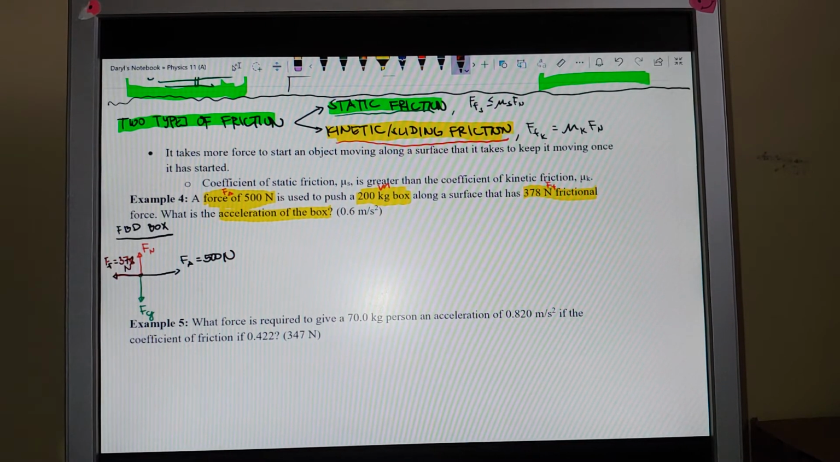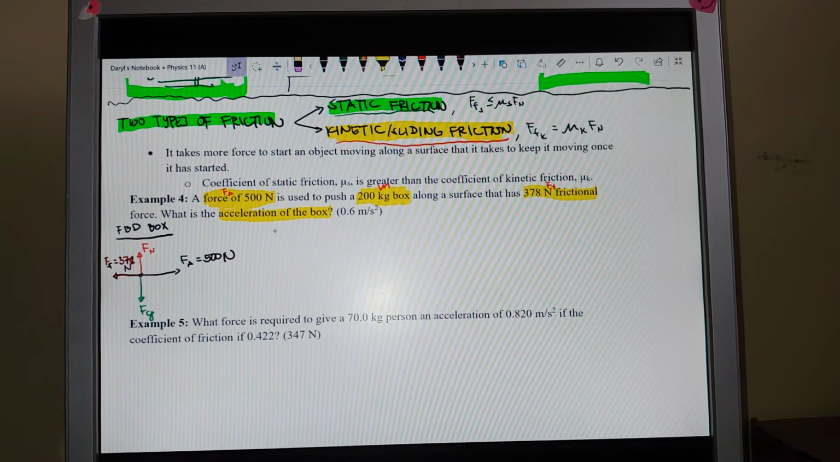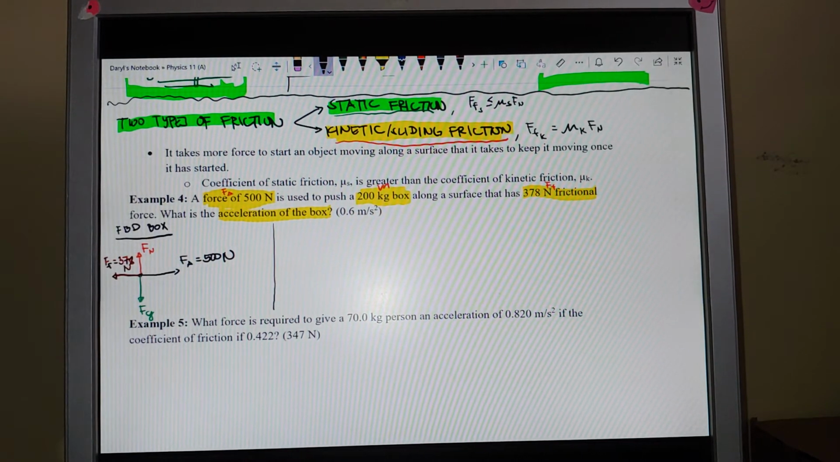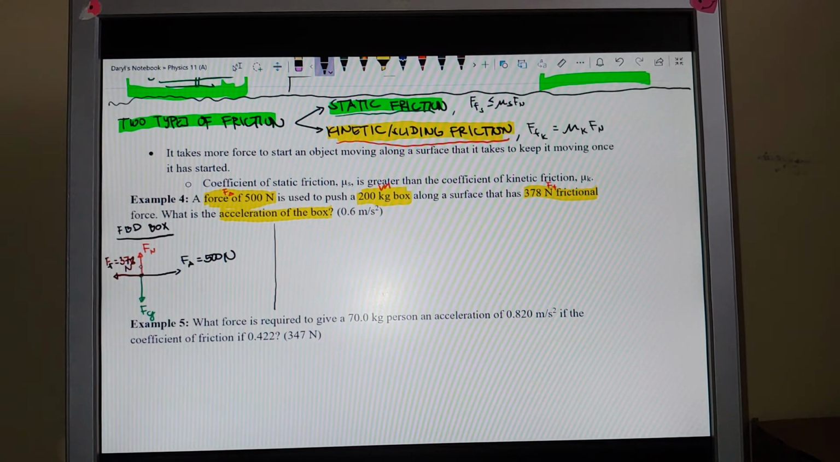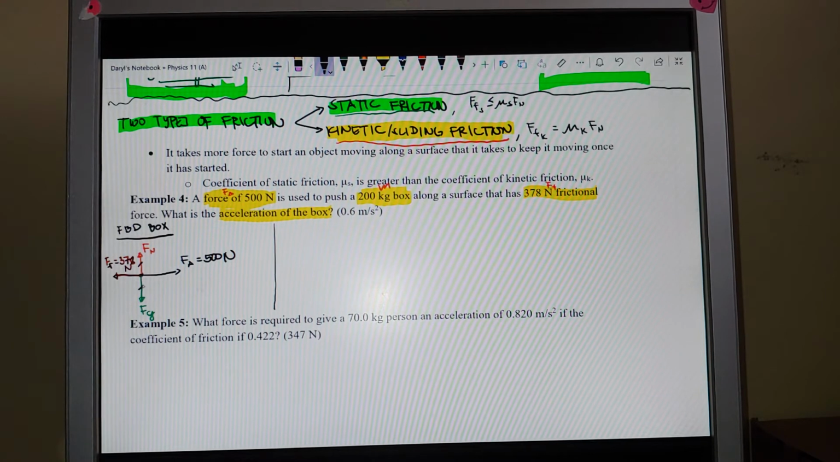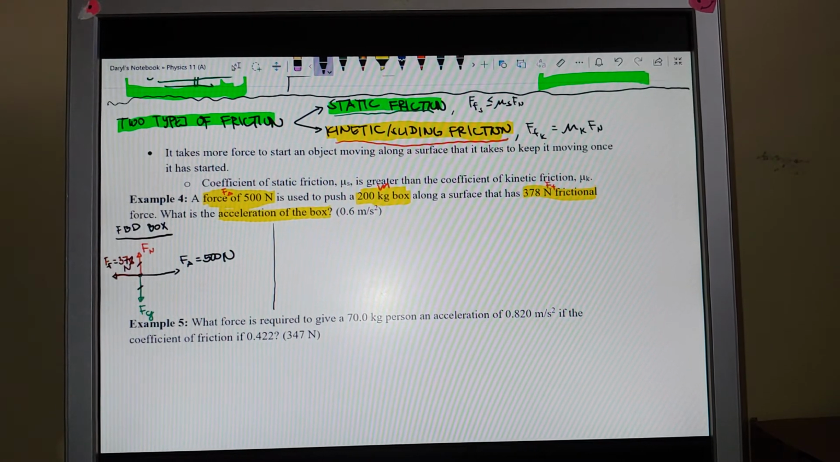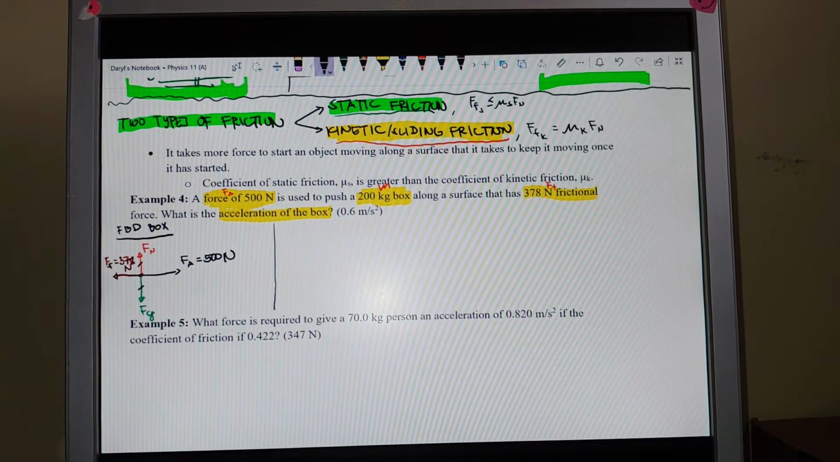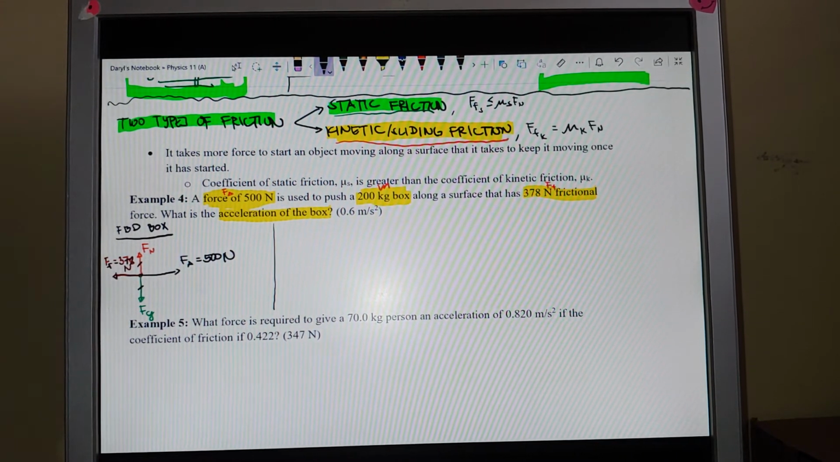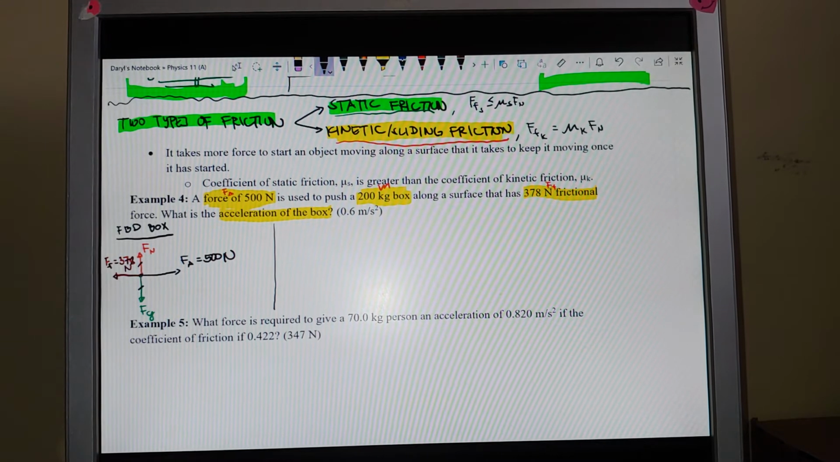So what is the acceleration of the box? Well, in this particular situation, I know that my normal force and the weight of the object would have the same value. There's no movement vertically, so it must be that the normal force is just equivalent to the weight of the object.